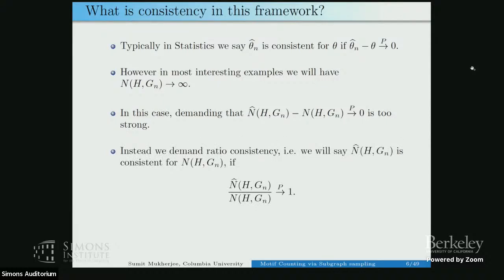Throughout, we will assume that the number of copies of H in Gn is greater than or equal to 1. Otherwise, I don't even know how to make sense of this. So throughout, we'll assume that there is at least one copy of H in Gn. And just to give you an insight, this will never be consistent if this doesn't go to infinity. That will come later, but at this point it will be an assumption throughout. So this is what consistency will be for us, the ratio going to 1.